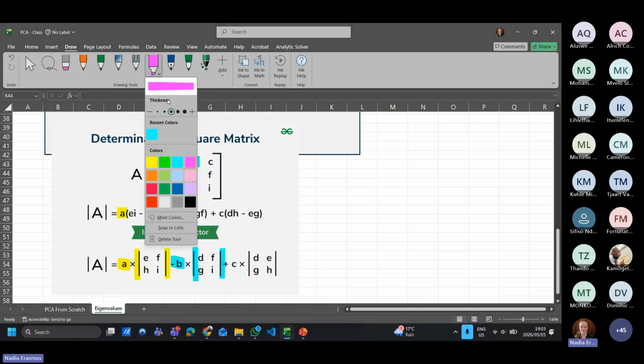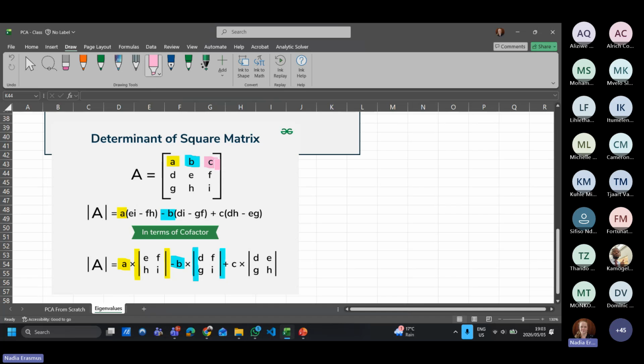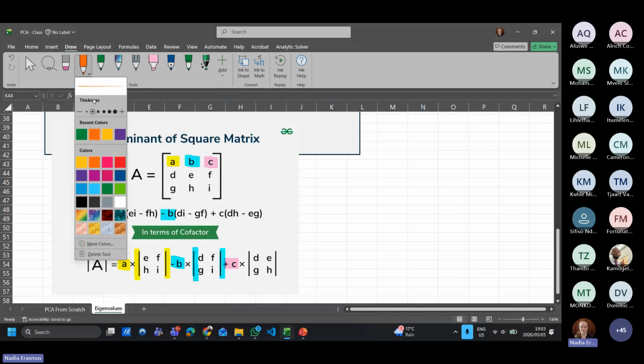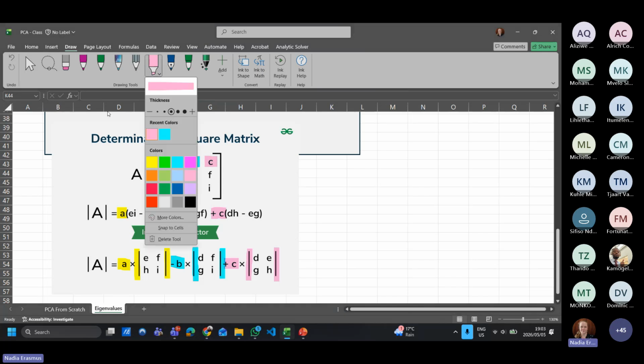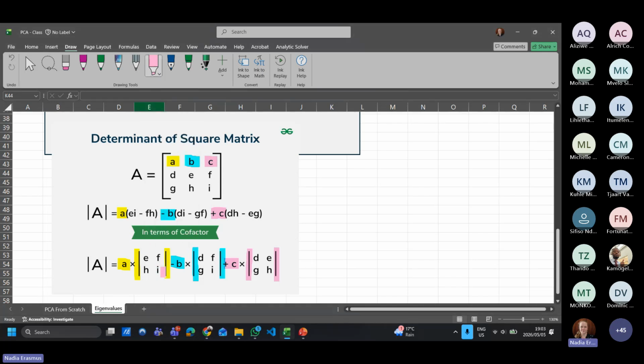So let's do C as pink. So then we have plus C multiplied by what's left. So let's see, we have C, so what's not in those columns, so it's this one. Okay, so what's not in the columns that's around it, we have D, G, and E and H. Okay, so now that we have plus C, we are going to look at how we calculate it. So how do you calculate it from here?